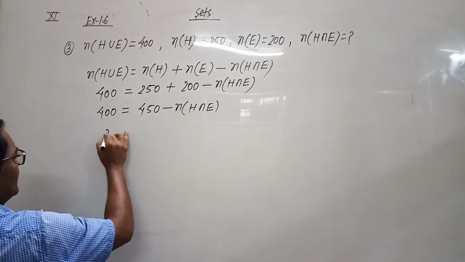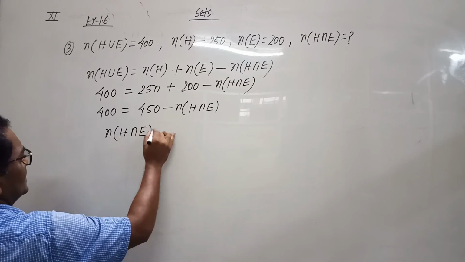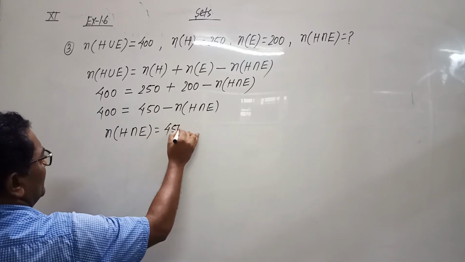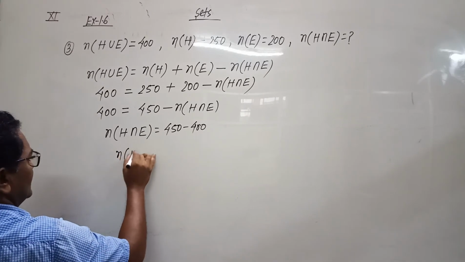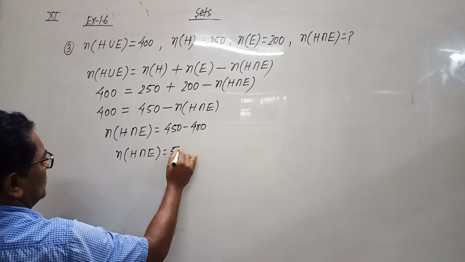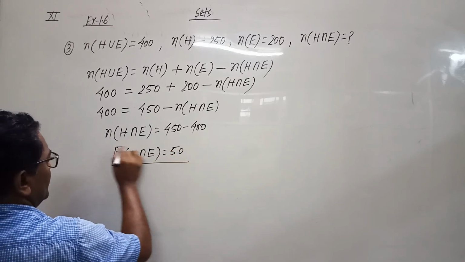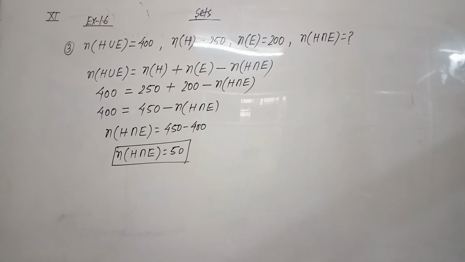This will go to the left side and become positive. So n(H ∩ E) equals 450 minus 400, and we get the result n(H ∩ E) equals 50. So the number of people who speak both Hindi and English is 50.